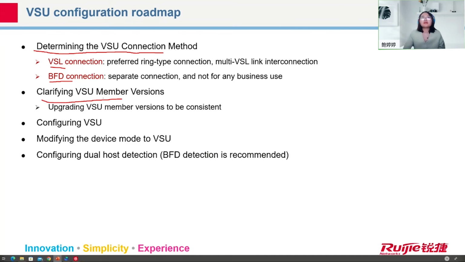And the third part, if we check that all the information is correct, then we can do the configuration of the VSU. And we have to modify the device mode to become VSU because we have two modes. One is standalone and the other is VSU. And the third one, we have to configure the dual host detection. Maybe VSL, maybe BFD. So this is a key point we have to do in the configuration of the VSU.